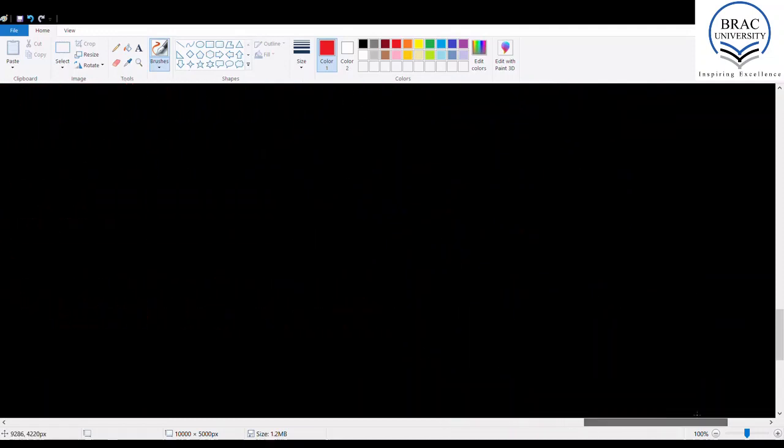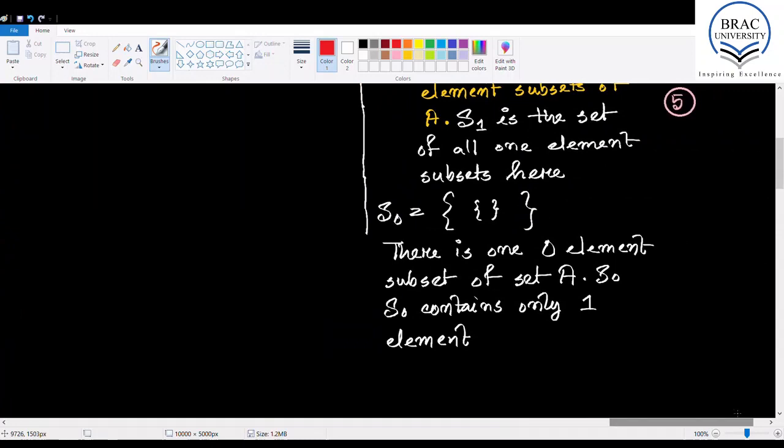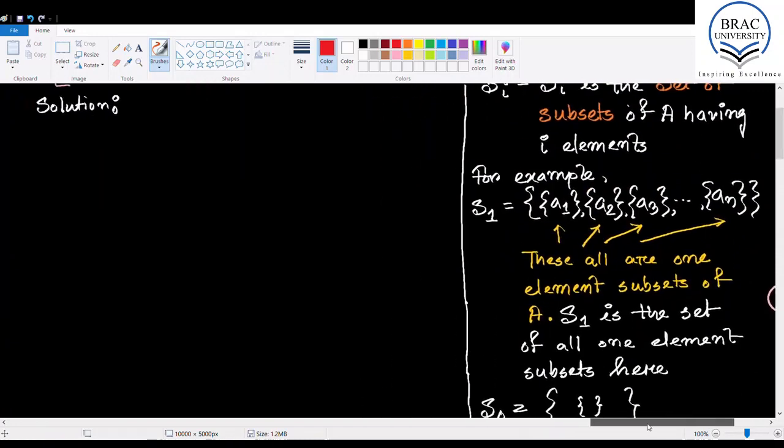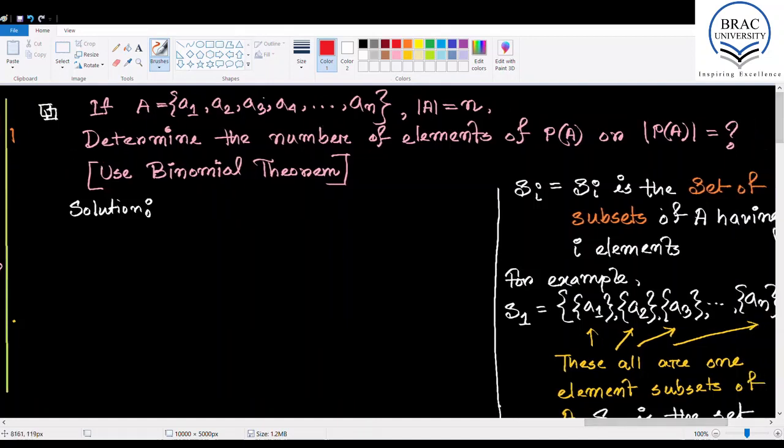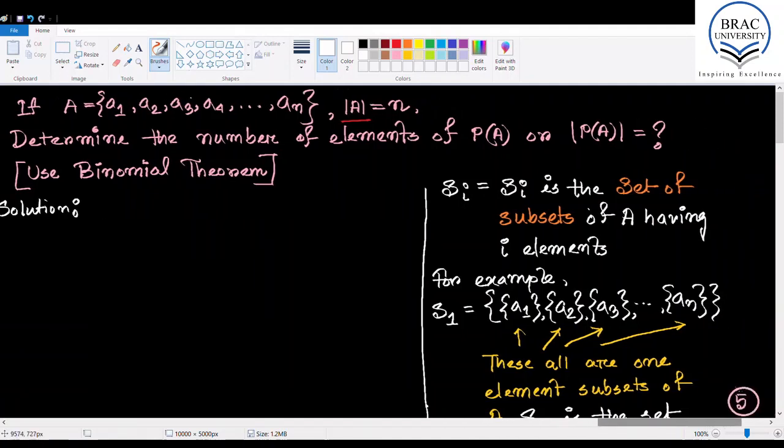Now, a very interesting question that we already studied before. What is it? If A is a set A1, A2, A3 up to An, the cardinality of A is n, right? Determine the number of elements of the power set, or the cardinality of the power set of A. We solved this problem before while we were studying counting problems, right? We'll do it again using the binomial theorem. How can we do that? As we can remember, a power set is a set of all possible subsets of a set, right?